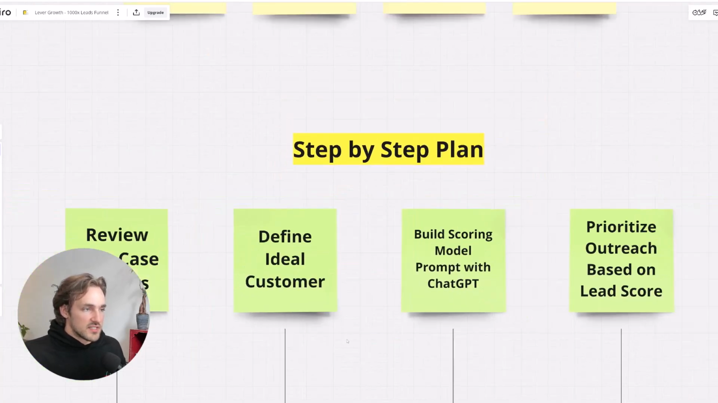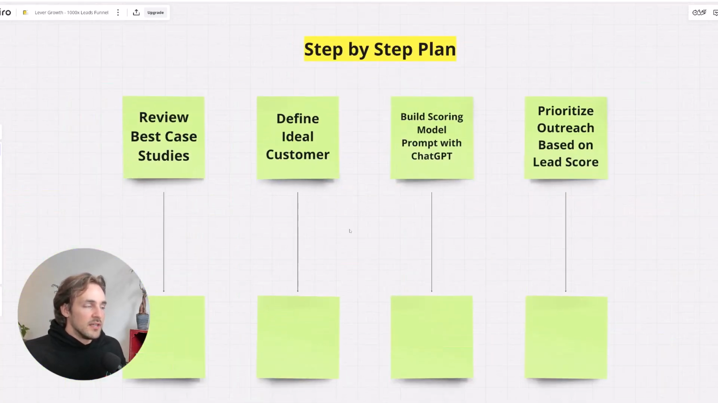So this is the step-by-step of how we're going to go about it today. First, we're going to use an example company and review their best case studies. Usually the case study lookalike is a bread and butter way to develop an ideal customer profile, which is the next step here. From there, we'll build a scoring model with ChatGPT inside of clay.com, and then we'll have a couple basic prioritizations based on that lead score. So let's dive into it.